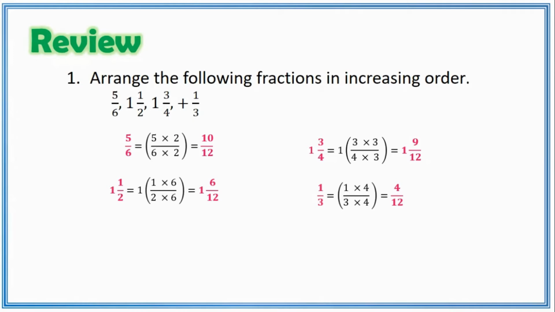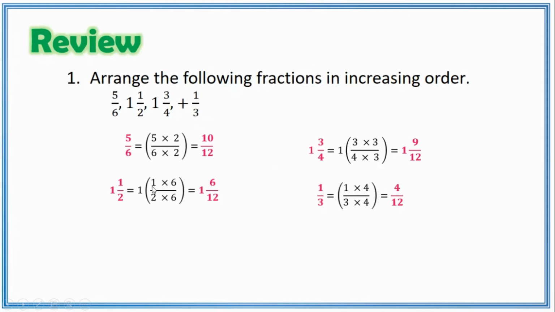Okay, so the first common multiple of the following denominators, 6, 2, 4, and 3, is 12. So we need to make their denominators equal to 12. So for 5 out of 6, we need to multiply it by 2 out of 2. So 5 times 2 is equal to 10, and 6 times 2 is equal to 12. So 5 out of 6 is equal to 10 out of 12.